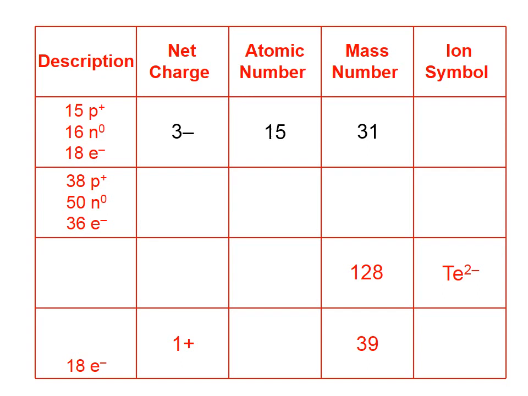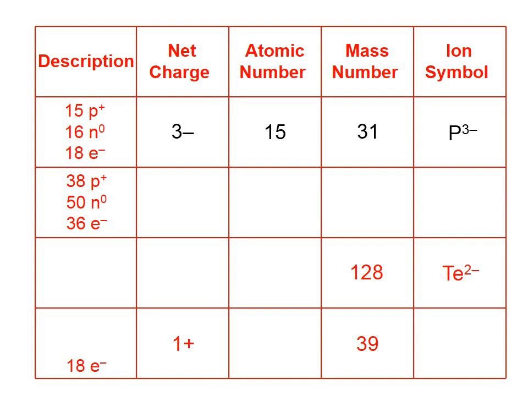Now when we write the ion symbol, what we do is we look up the element on the periodic table, and then if the thing has a net charge, we write that up and to the right of the atom symbol. So what we're going to do is look up element number 15 on the periodic table, because anything with 15 protons is phosphorus, and the net charge on this is 3 minus, so we write the 3 minus up and to the right. Let's try the next one.